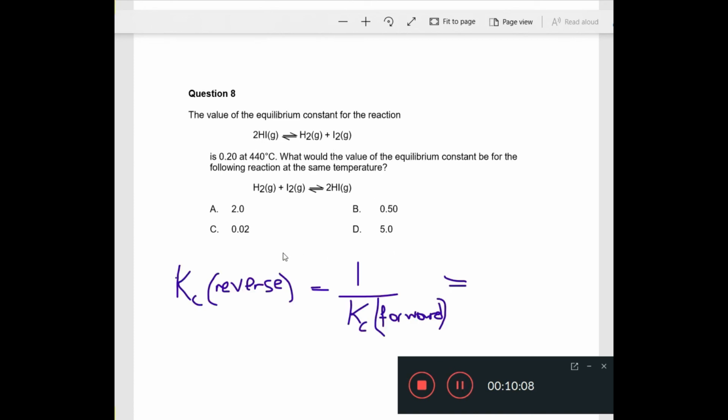If you look at them, you see that this one is the reverse of the first reaction. So Kc for the reverse reaction is equal to 1 over Kc for the forward reaction, as long as you're at the same temperature. And so all we have to do is to say 1 over 0.2, and that gives us 5. So my answer is D.